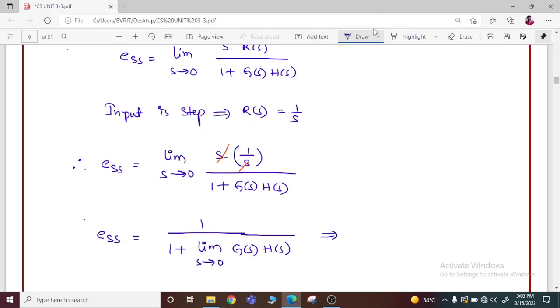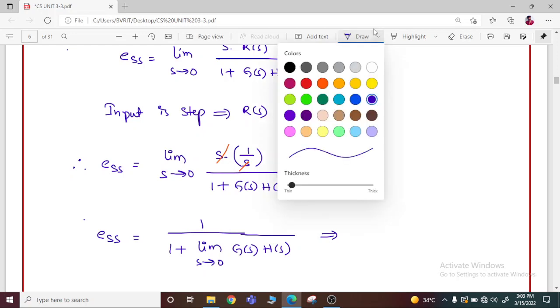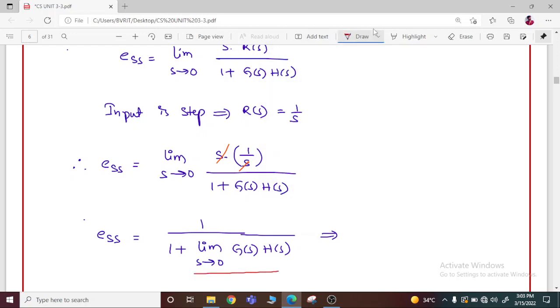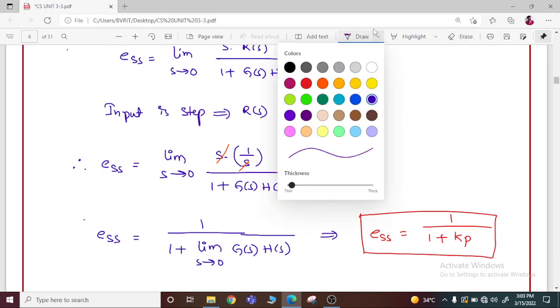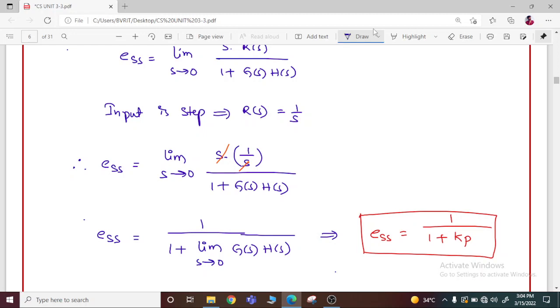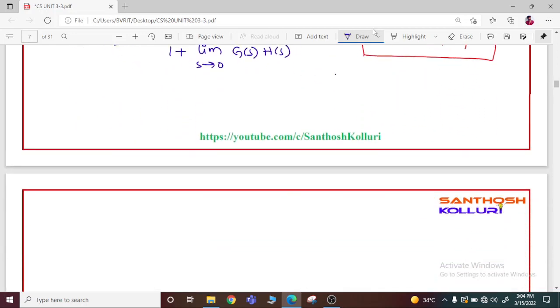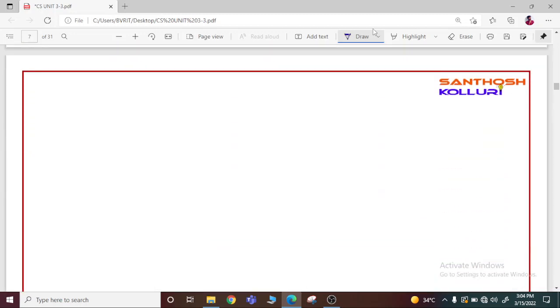So from the static error constants, we know that this limit s tends to 0 of G(s) into H(s) can be called Kp. Therefore the steady state error ESS can be written as 1 by 1 plus Kp, where Kp is called the positional error constant. Let us check for type 0 system and type 1 system.